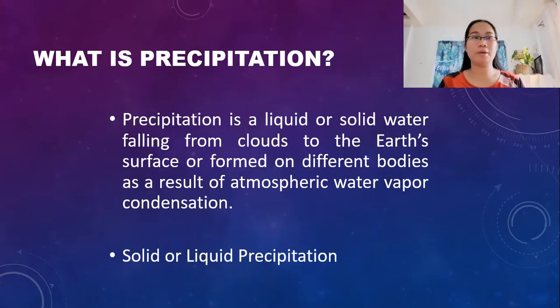Okay, so now let's talk about precipitation. Let's define precipitation. What is precipitation? Precipitation is liquid or solid water falling from clouds to the Earth's surface or formed on different bodies as a result of atmospheric water vapor condensation. And also, it could either be solid or liquid precipitation. But how does it happen? So let's talk about the process of precipitation.